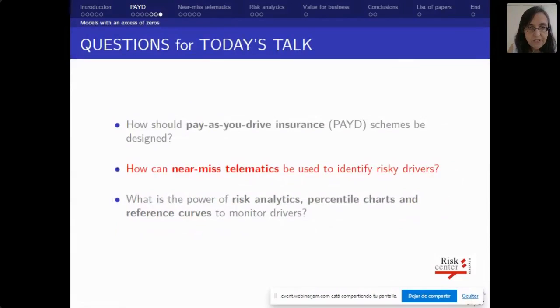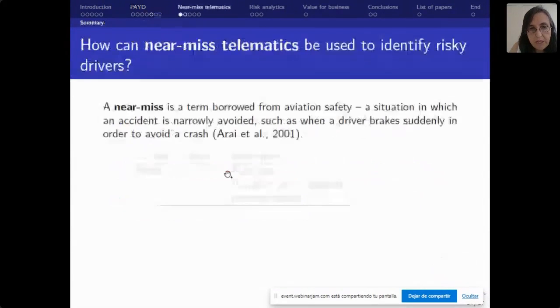Okay, let me now skip to the second question that I want to introduce today. And this is, okay, how can near-miss telematics be used to identify risky drivers? And this is really motivated by the fact that there are so many zeros in the data that analyzing accidents is actually analyzing a rare event, something that happens very infrequently. So this is the reason why we have created this new concept called the near miss.